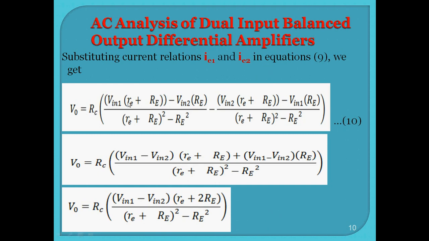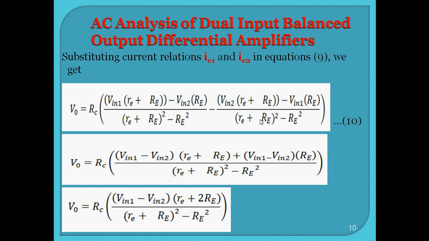My IE1 is V in 1 into bracket re plus capital RE minus V in 2 into capital RE, and the denominator is having bracket re plus capital RE square minus capital RE square. Now this is my IE2 equation, V in 2 into bracket re plus capital RE minus V in 1 into capital RE divided by bracket re plus capital RE square minus capital RE square. So sometimes we will get confused here, but we can prefer the previous equations.